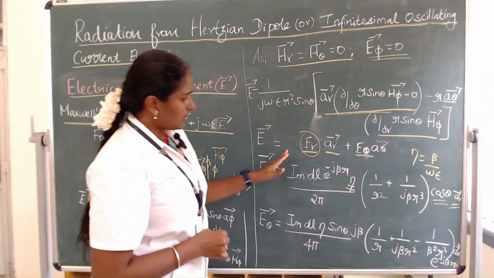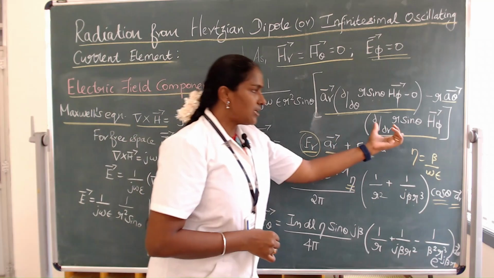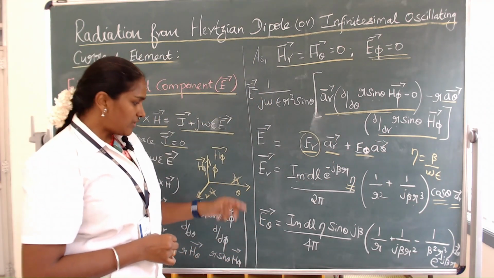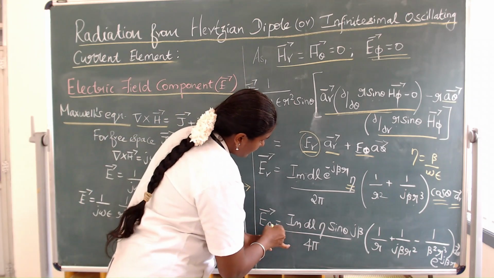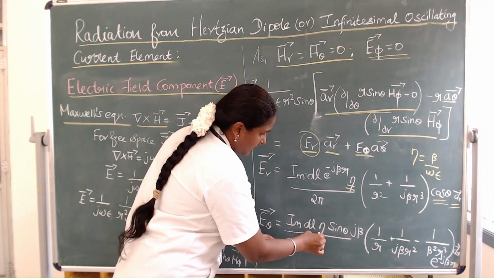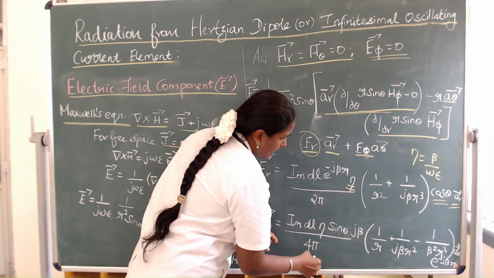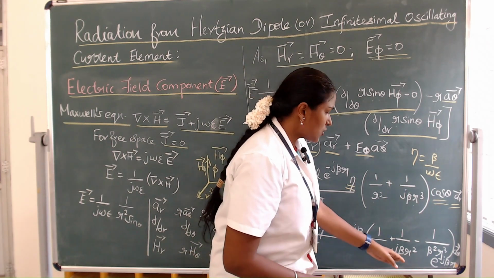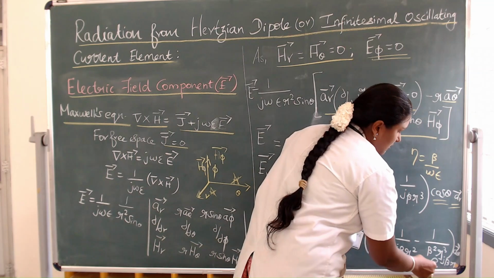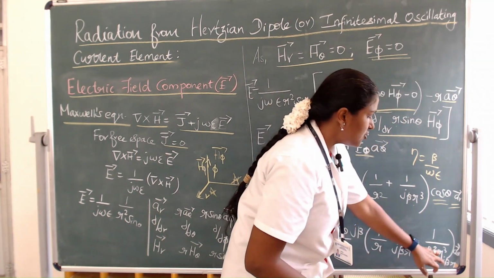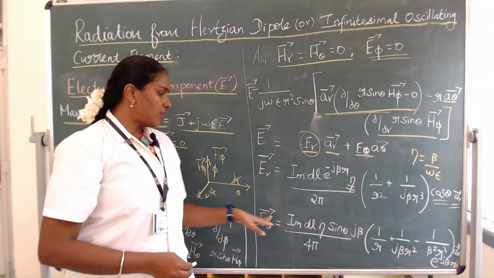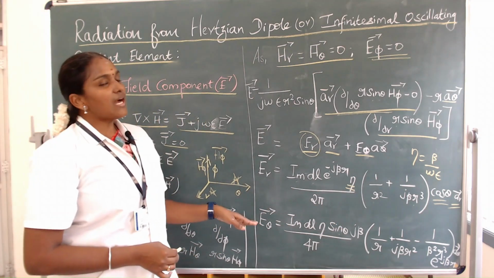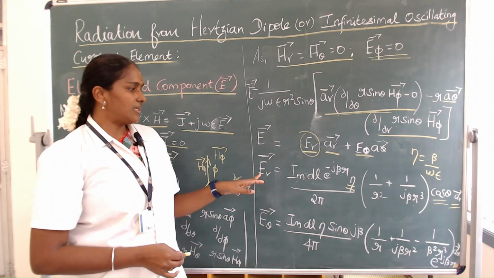Again, we can derive the second term also, and finally we can obtain the E component in the direction of theta also. Similarly, E theta will be equal to I_m dl sin theta times jη by 4π, multiplied by 1/r plus 1/(jβr²) minus 1/(β²r³), times e^(-jβr). So all this equation is available in the direction of theta. So this is regarding the electric field component derivation.